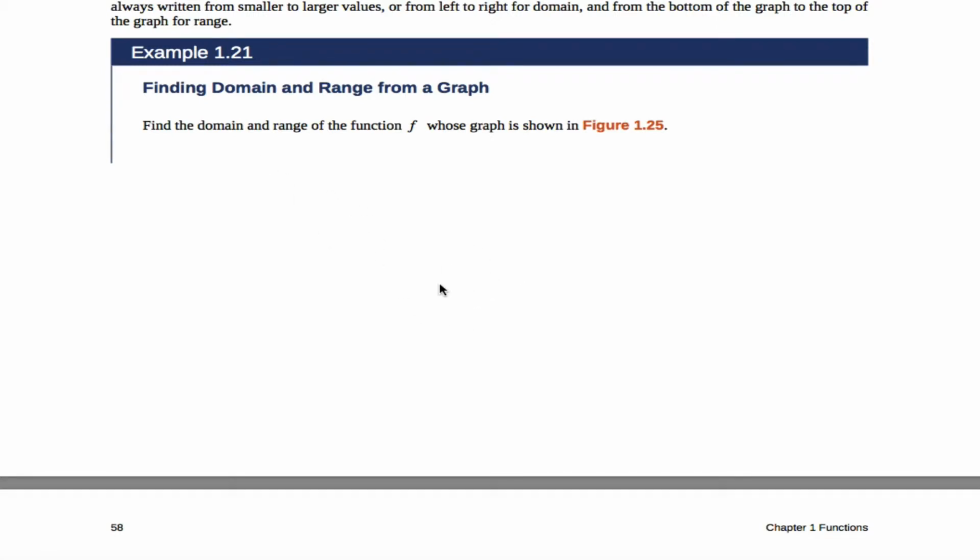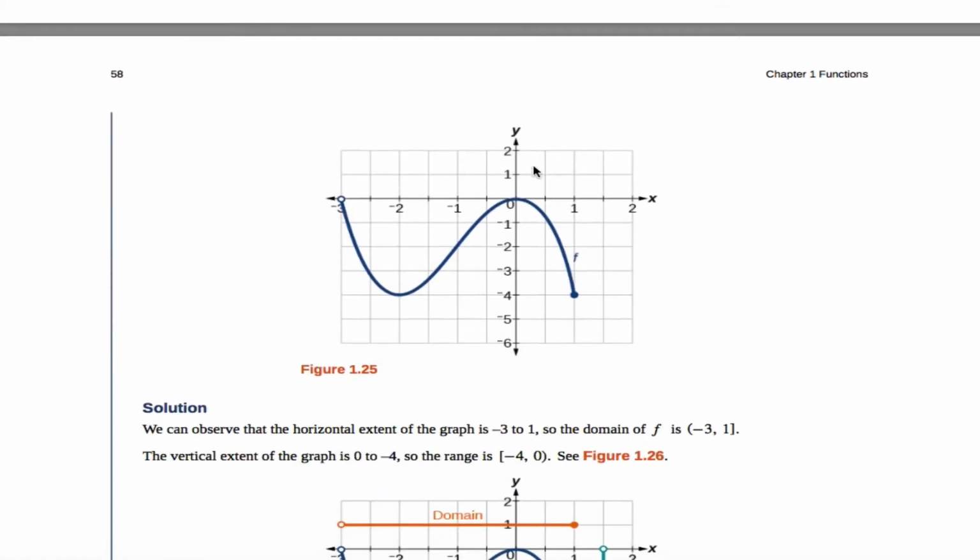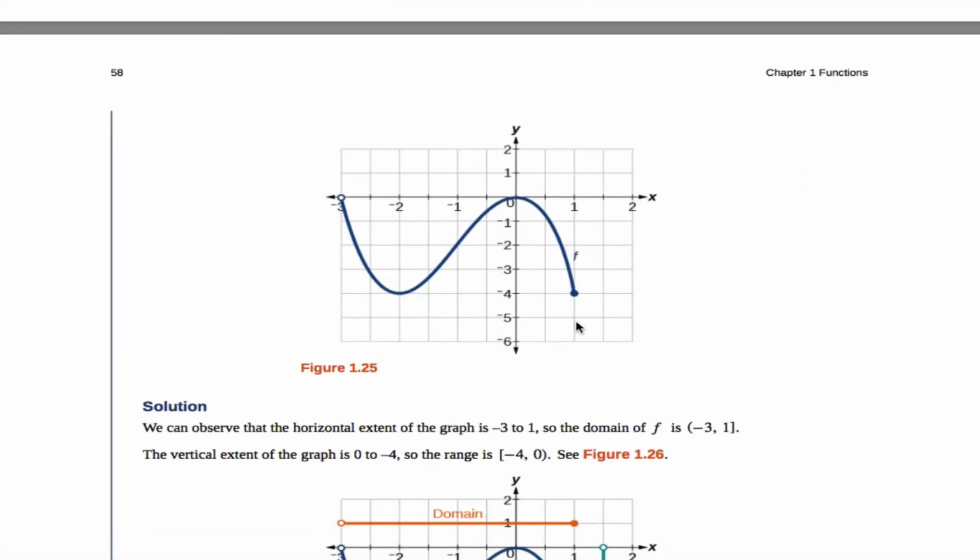121 from Precalculus OpenStax. I want to do this problem both because it's different in that we're finding the domain and range from a graph now, and also because I think the answer is wrong that's in your book. So you're given this graph right here and asked to figure out the domain and the range.